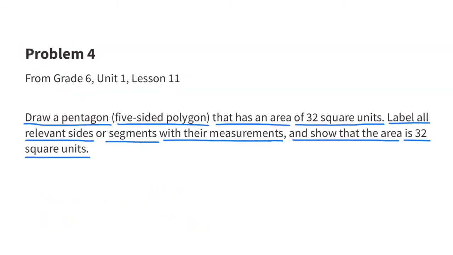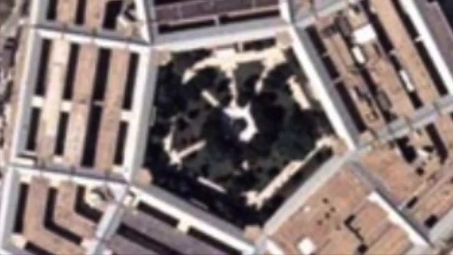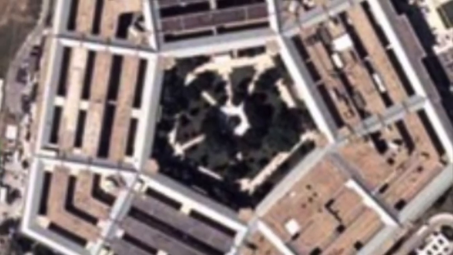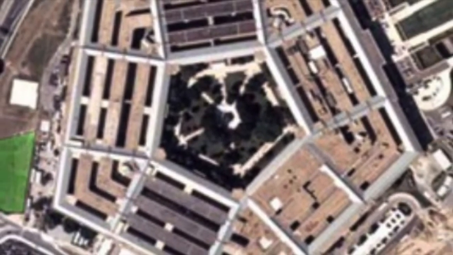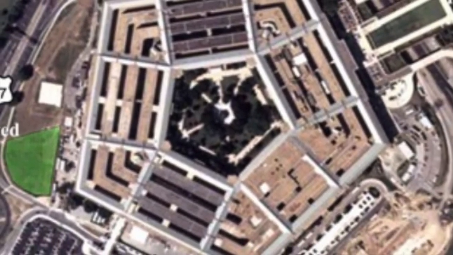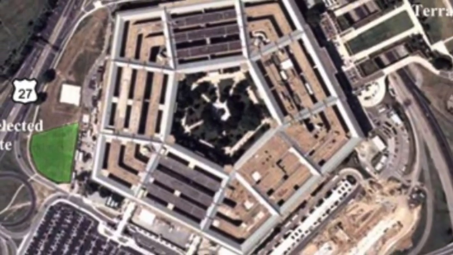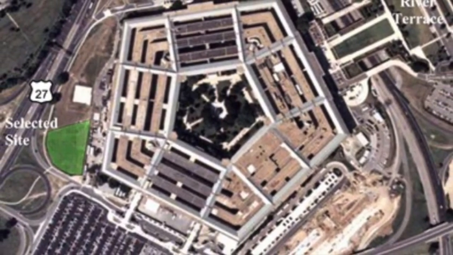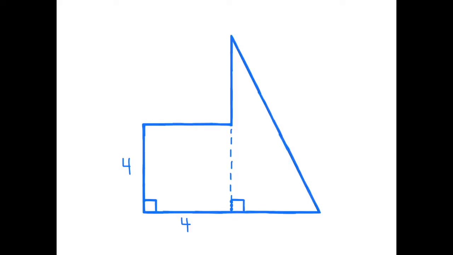Number 4. Draw a pentagon, a 5-sided polygon, that has an area of 32 square units. Label all relative sides or segments with their measurements and show that the area is 32 square units. When I think of a pentagon, I think of the government building that has 5 equal sides. It's called the Pentagon. For me, this would be pretty difficult to draw with 32 square units, so I'm going to come up with a different shape that has 5 sides.